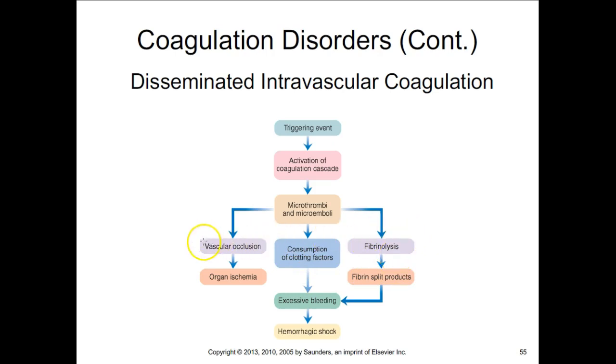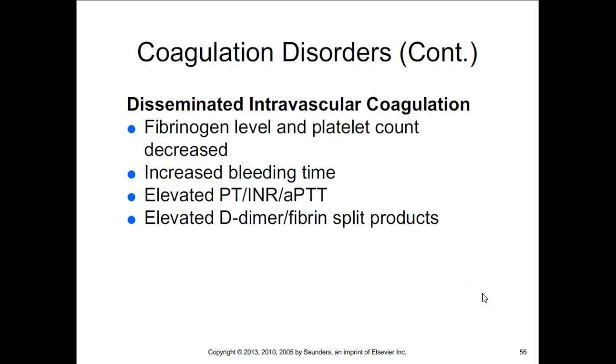So because you have the occlusion of the blood vessel, you might have ischemia to the organ. The consumption of all the clotting factors in these microthrombi leads to excessive bleeding, and then fibrinolysis starts to then continue the bleeding, and so you lead to a type of shock, because you're excessively bleeding, called hemorrhagic shock, right?